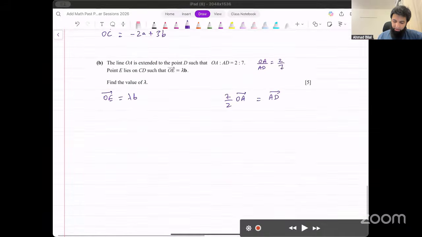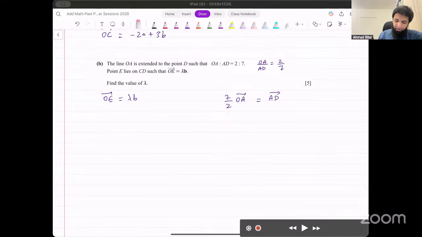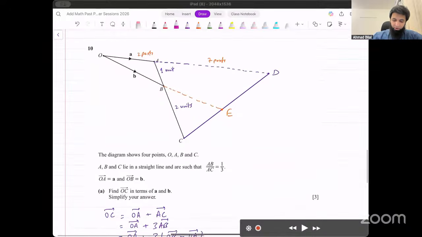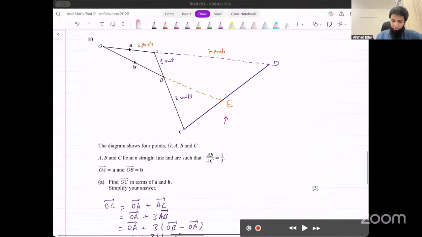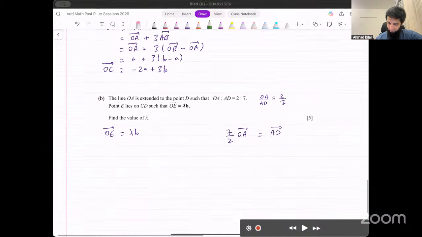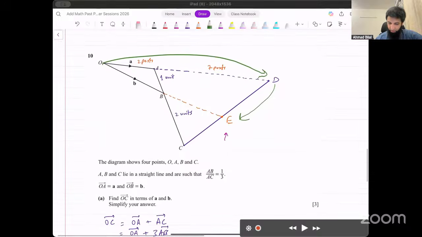Lambda is in the vector OE. Can we find the vector OE somehow? Let's think about it. Starting from O, can we get to the point E using some path that we know? We could go from O to D, but we don't know what OD is. And then from D to E, we don't know what that is as well. We have found OC in the first part. We could perhaps use that. We can find OD because OA is this, AD is this.